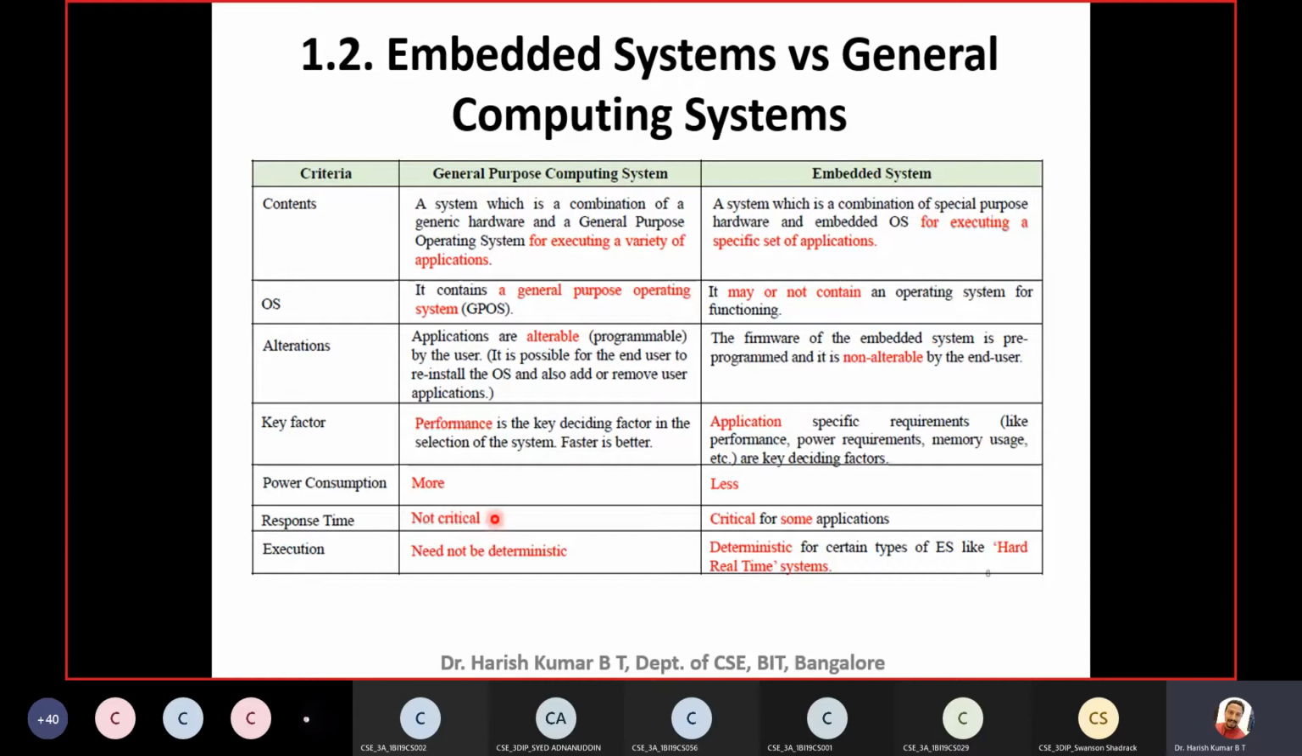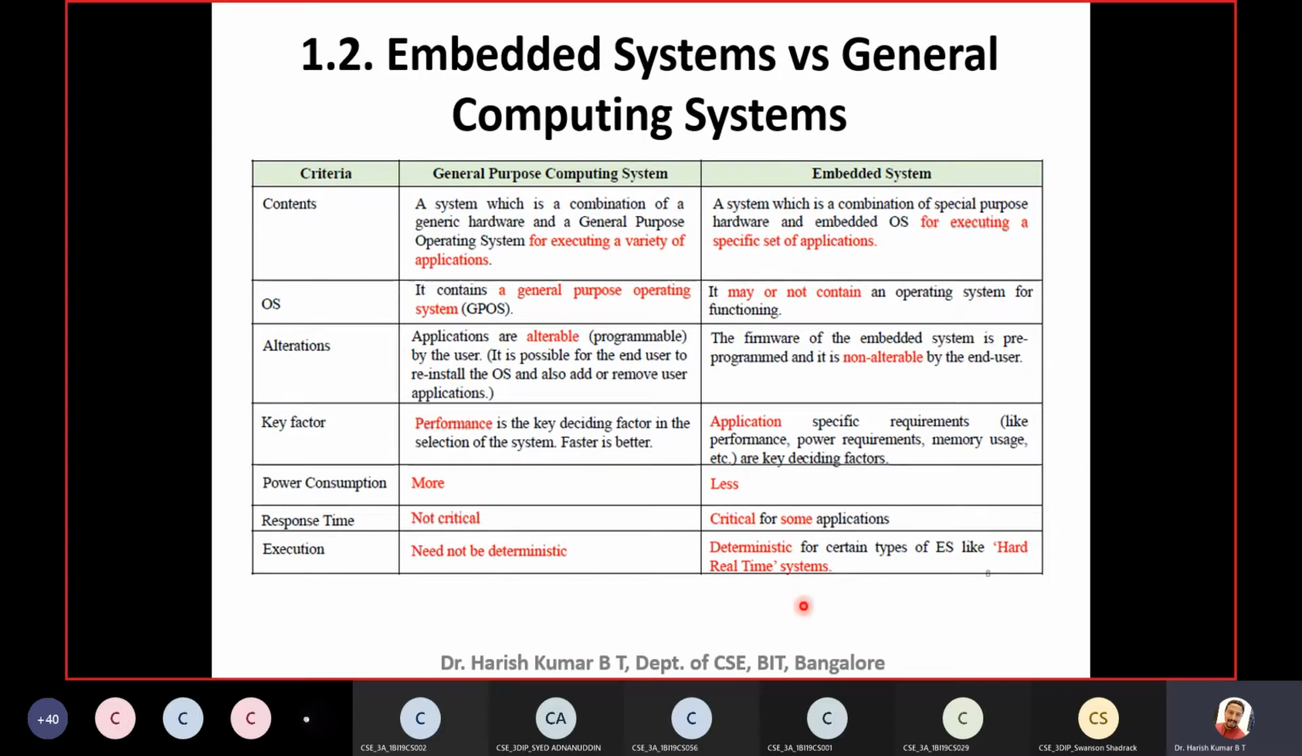Okay, the response time for the general purpose computing system is not that critical, but the response time for the embedded system, especially for the critical embedded system, is very essential. Next is execution. It need not be deterministic.